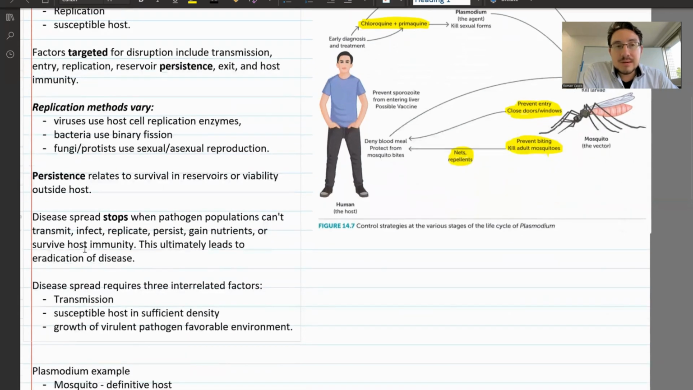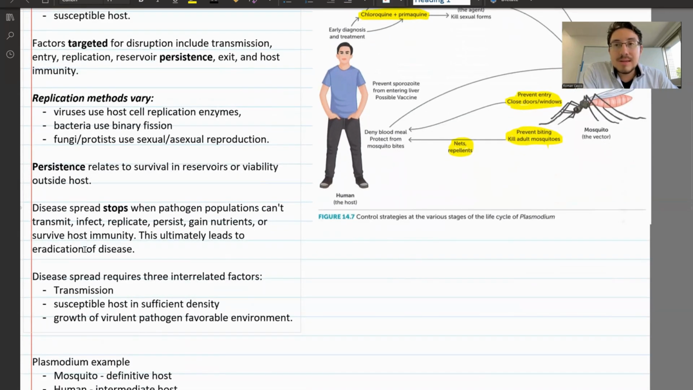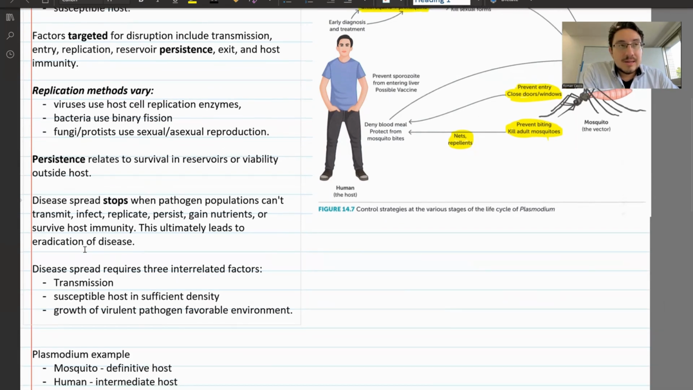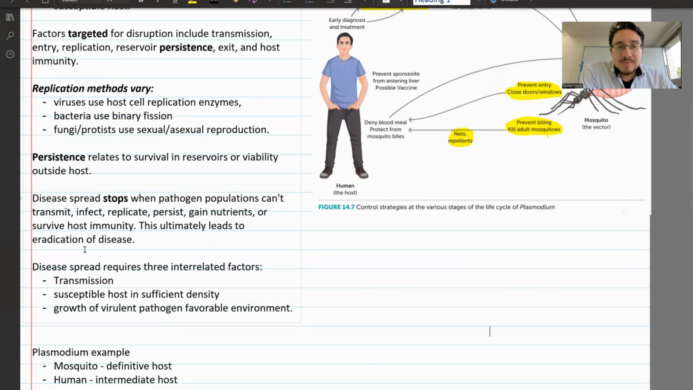And then when you're killing the whole population, you are stopping the disease from spreading. You're killing the pathogen population, and when you reach a point that these organisms, these particles, can't transmit anymore, the disease stops spreading.